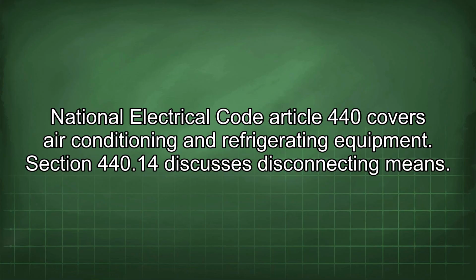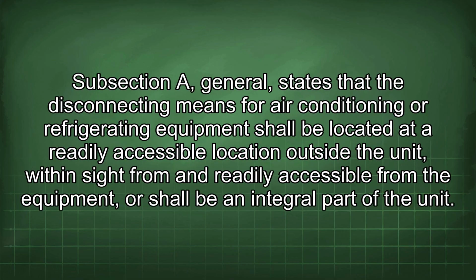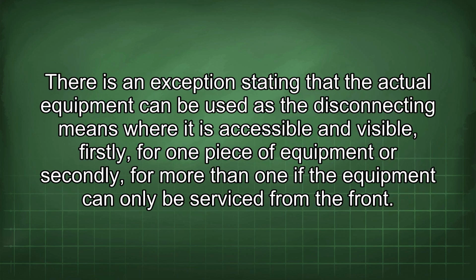National Electrical Code Article 440 covers air conditioning and refrigerating equipment. Section 440.14 discusses disconnecting means. Subsection A, General, states that the disconnecting means for air conditioning or refrigerating equipment shall be located at a readily accessible location outside the unit, within sight from and readily accessible from the equipment, or shall be an integral part of the unit.